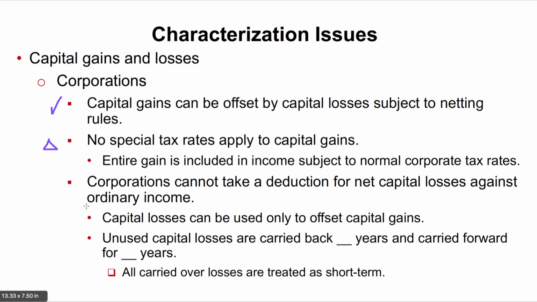All right. Another thing, corporations do not get that special benefit where you're allowed to offset against a certain amount of ordinary income. We saw for individuals, it was $3,000, or $1,500 if married filing separate. Guess what? Corporations do not get that. They can only use capital losses to offset capital gains. Whoa. Okay, big change. Big change, but that's important to understand.